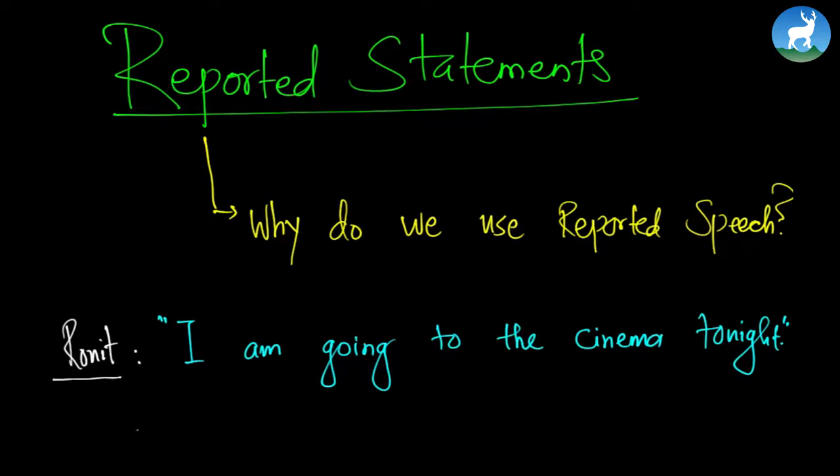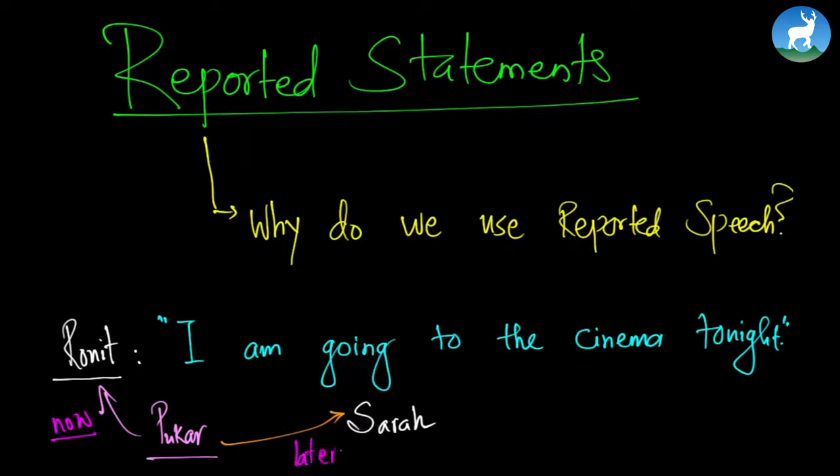And suppose that my name is Pukar and I as Pukar heard Ronit, and there is another girl, let's say Sarah, and later I'm going to tell Sarah what happened. Now I heard Ronit say something. What did I hear? This happened now. Now I heard Ronit say, I am going to the cinema tonight. Now later I met Sarah and I have to retell the event. And how would I do that? I would do that by using the reported speech, right?